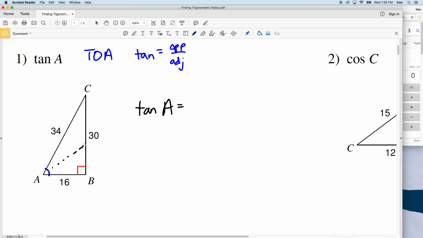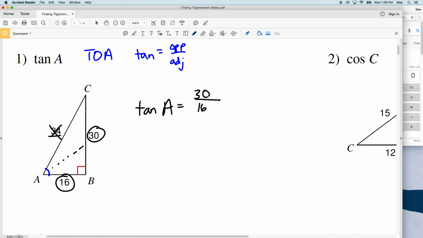So that's going to be 30 over adjacent. Adjacent is the side touching that angle. That is not the hypotenuse. So we know that 34 is the hypotenuse, so that will never be the adjacent. The adjacent is 16. So opposite is always opposite the angle. Adjacent touches the angle and is not the hypotenuse.